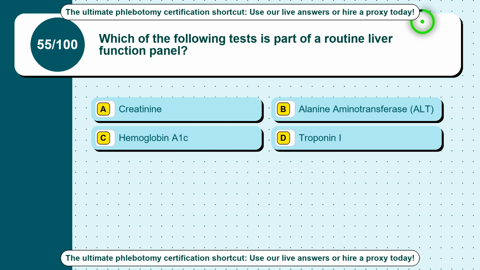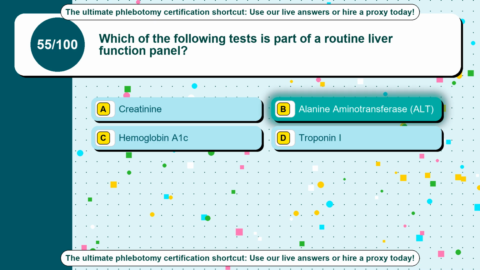Question 55. Which of the following tests is part of a routine liver function panel? Option A, creatinine. Option B, alanine aminotransferase, ALT. Option C, hemoglobin A1c. Option D, troponin I. The correct answer is option B, alanine aminotransferase, ALT.